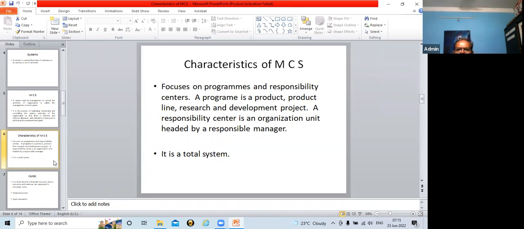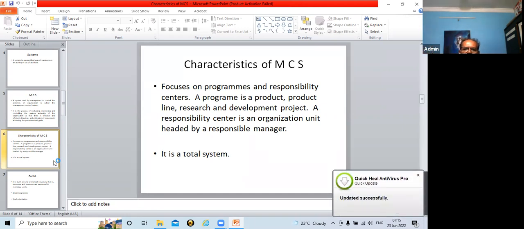A program is a product. Now, what is a program? Maybe a product or product line. See, one product goes through different units. That is known as a product line. Then a research and development project. A responsibility center is an organization unit headed by a responsible manager. So it is all about a total system. This product line, it is all about a total system.